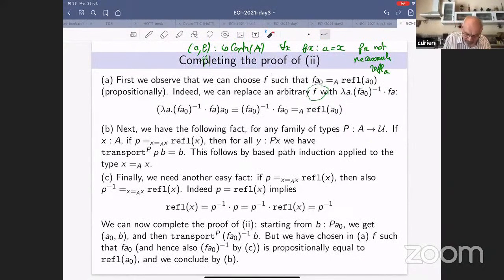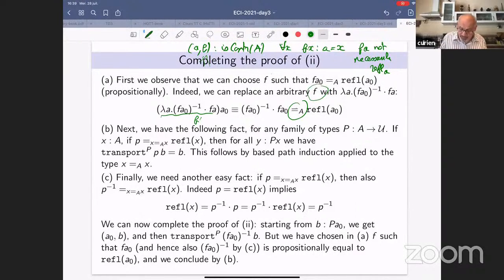If I take this function and call it f prime, we will have that f prime of a0 is, by beta conversion, fa0 minus 1 concatenated with fa0, hence it is ref a0. So we can always manage to find a pair A, f such that f of A is ref of A, for the chosen center. Propositionally, not definitionally. So we keep this in mind.